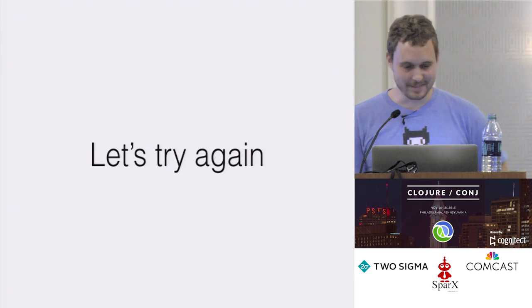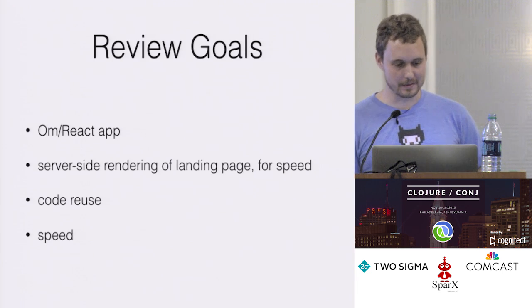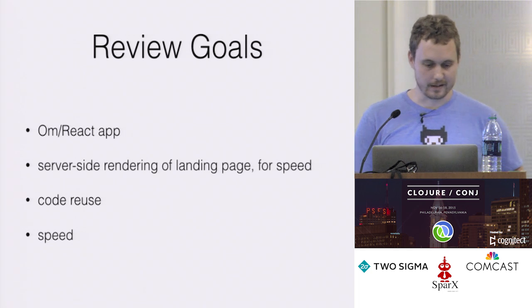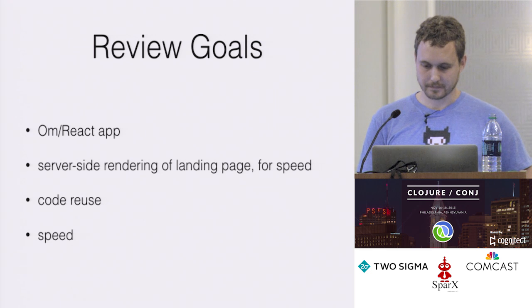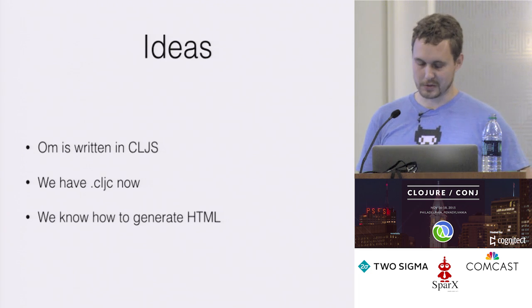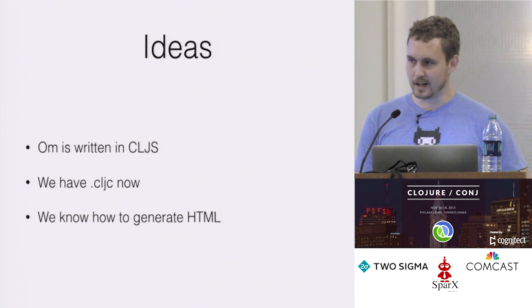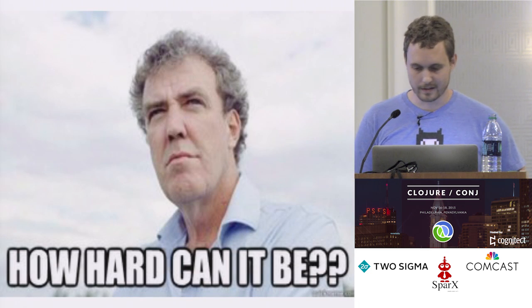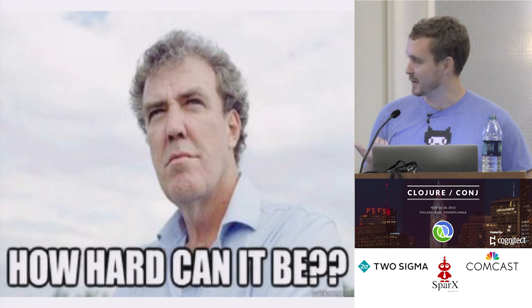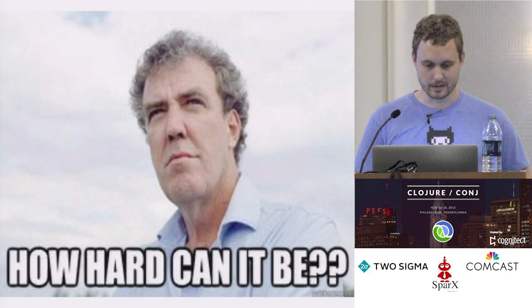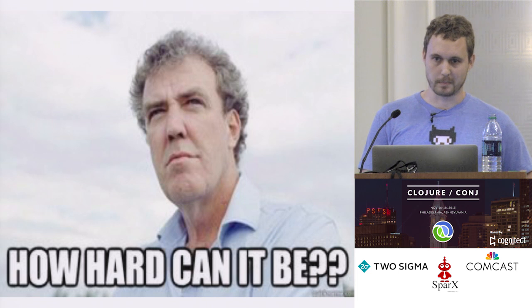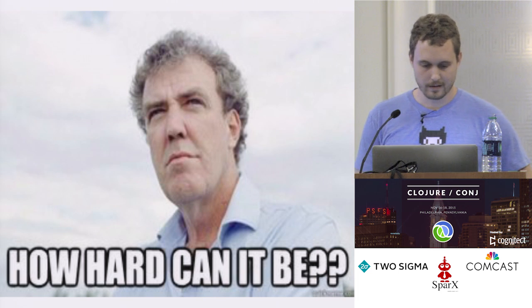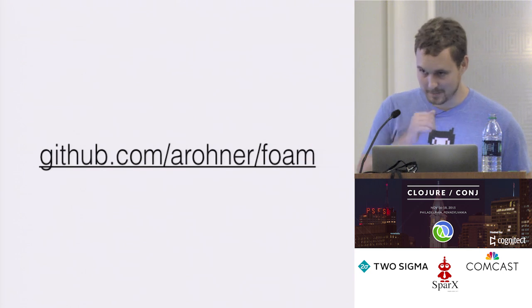So let's try again. Okay, so going back to the goals, we have our own React app. We want server-side rendering. We want speed. We want to reuse our templates. Well, Om's written in ClojureScript. We have .cljc now, and generating HTML isn't that hard. So how hard can it be? If you guys aren't familiar, this is Jeremy Clarkson. He does some silly things like building aquatic pickup trucks on the show Top Gear. He's also famous for punching an employee. So how hard can it be?